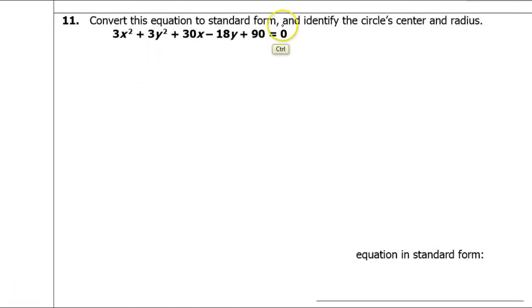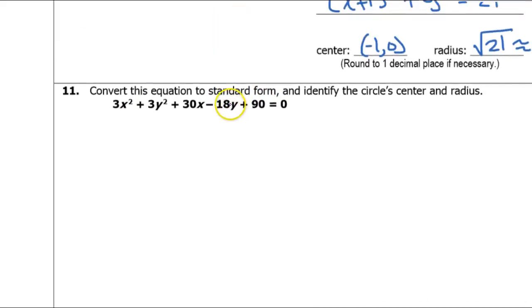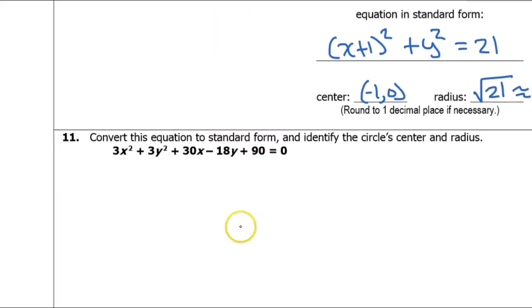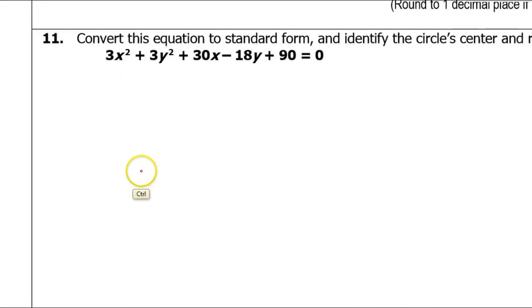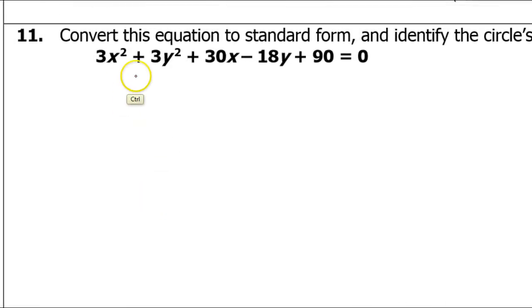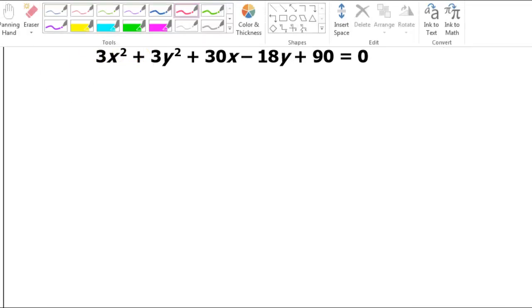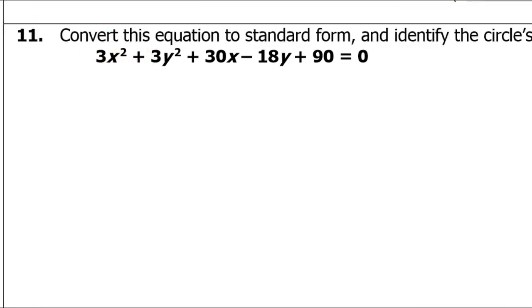All right, for number 11, same thing. We need to rewrite this equation, converting it into standard form, which has the parentheses in it. Now, I do not like the fact that the leading coefficient of 3, I want to make that go away. So the first thing I'm going to do is I'm going to divide everything by 3. All right, so I'm going to divide by 3, divide by 3, divide by 3, divide by 3, divide by 3, and even I will divide this by 3.